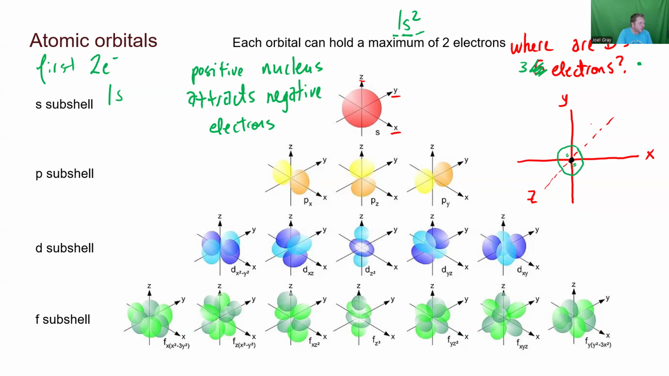So the first two electrons are in this green sphere. The next two electrons are going to also be in a sphere. And I'm going to use blue to depict that. And that sphere is slightly larger. Electron, electron. Okay.